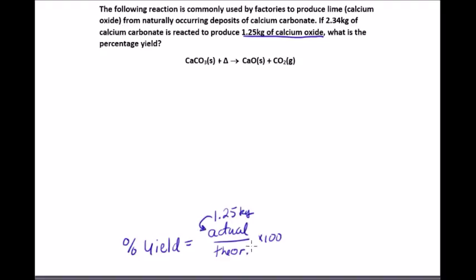So we can go ahead and plug this in here. Now, all we really need to know is our theoretical, and we can solve for our percent yield. Well, the problem doesn't really give us the theoretical yield, does it? However, it does tell us how much calcium carbonate is reacted, so we can calculate the theoretical. So let's go ahead and fall back on our stoichiometry, and we can start calculating what our theoretical yield would be.